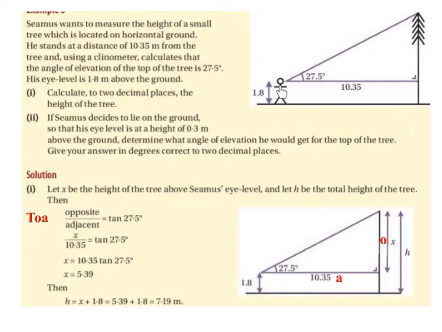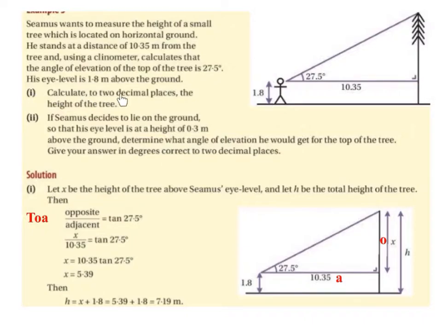So this is Seamus. He stands at a distance of 10.35 meters from the tree. So this is the tree, and he's 10.35 meters away. The angle of elevation of the top of the tree is 27.5 degrees. So from his eye level, the angle of elevation is 27.5 degrees to the top of the tree. And his eye level is 1.8 meters above the ground. So his eye level is 1.8 meters.